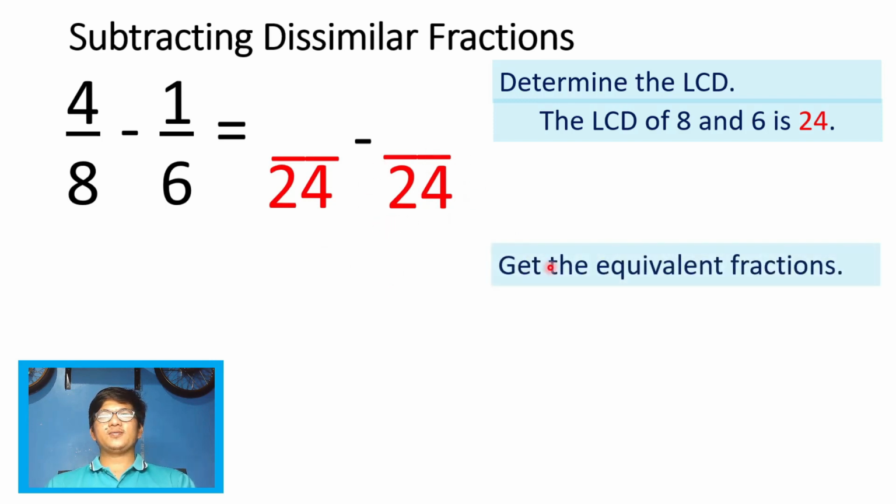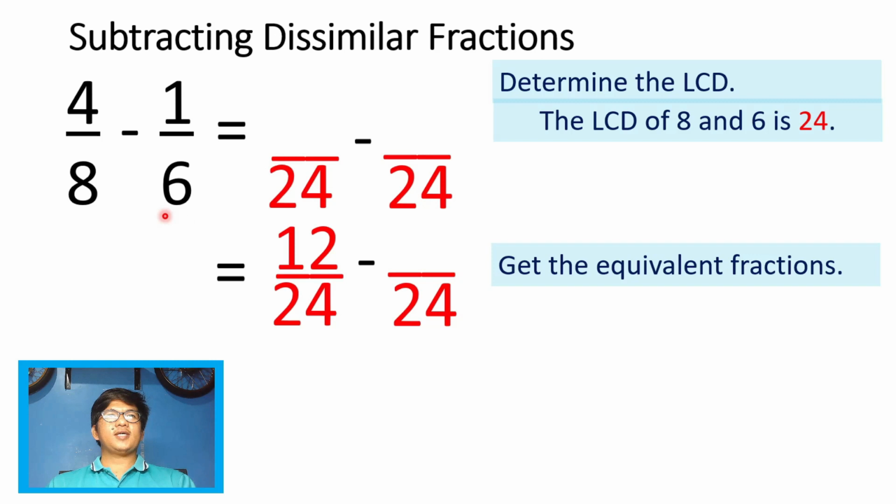Our second step is we need to get the equivalent fractions. In getting the equivalent fractions, we're going to think of a multiplier on 8 to become 24. So 8 is multiplied by 3 to become 24. So our multiplier on the first given is 3. So we need to multiply it to 4. So 4 times 3, we have 12. Then on the second one, 6 becomes 24, so it was multiplied by 4. So we need to multiply 1 by 4. So we have the answer of 4.